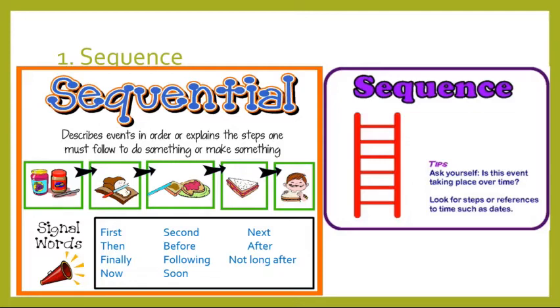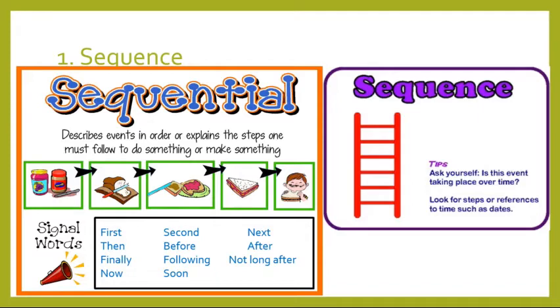When we say sequence, in Tagalog, this means pagkakasunod-sunod. So from that meaning, we can infer that sequential or sequence text has something to do with time, or may kinalaman sa oras. Let us look at the signal words: first, then, finally, now, second, before, following, soon, next, after, long after. If you notice, lahat ng signal word may kinalaman sa, or it involves time.